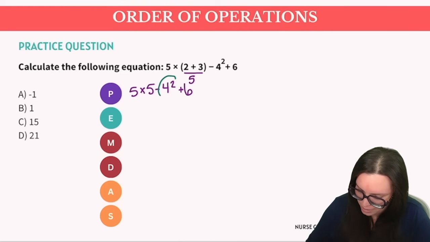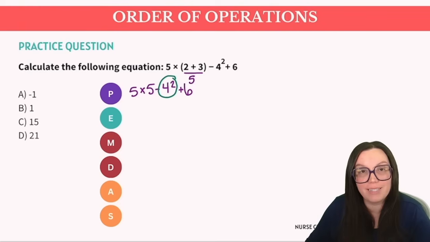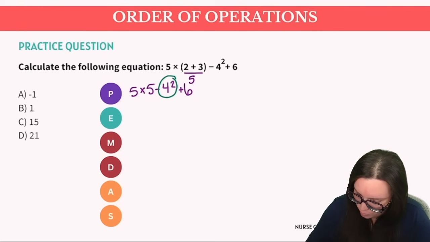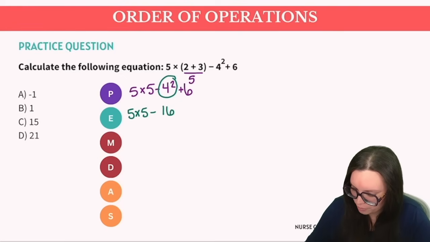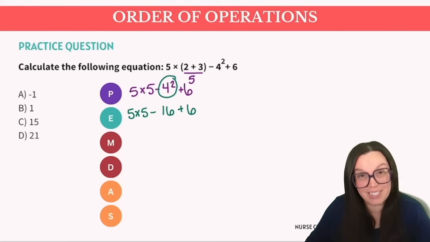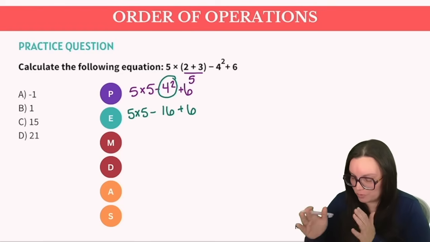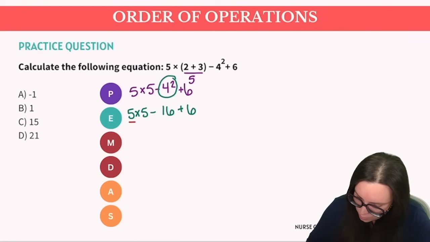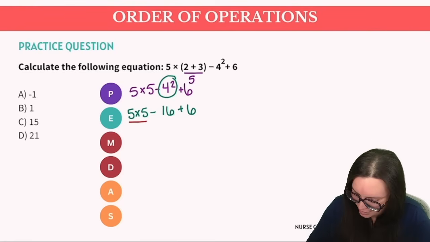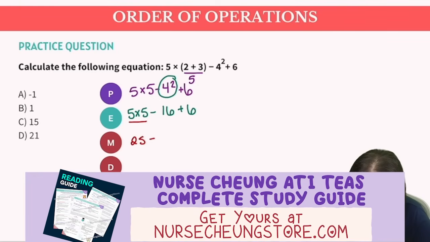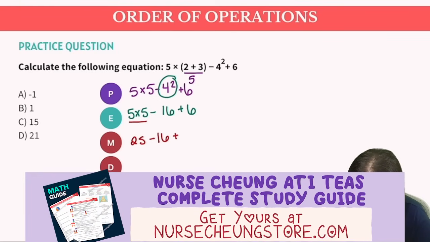Next, we're going to move down to our exponents. So we only have one exponent here, right? That's 4 raised to the power of 2. So our new equation is going to be 5 times 5 minus 16, plus 6. Now we're going to move on to multiplication and division, again, moving from left to right. So if we take a look here, we only have one multiplication. That's 5 times 5. So that's going to give us 25 minus 16 plus 6.